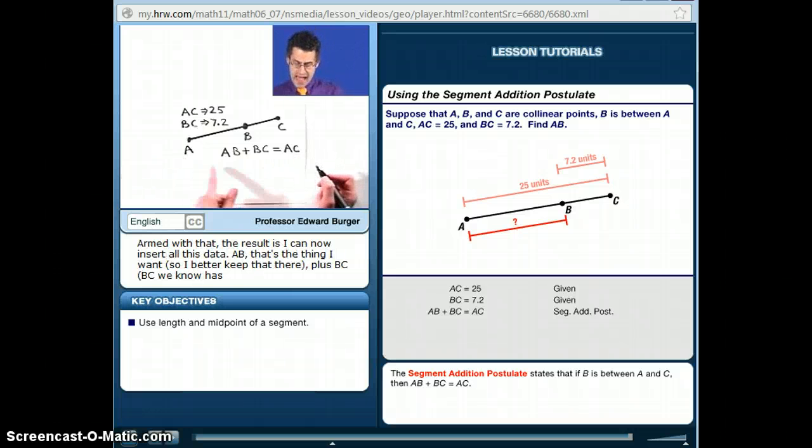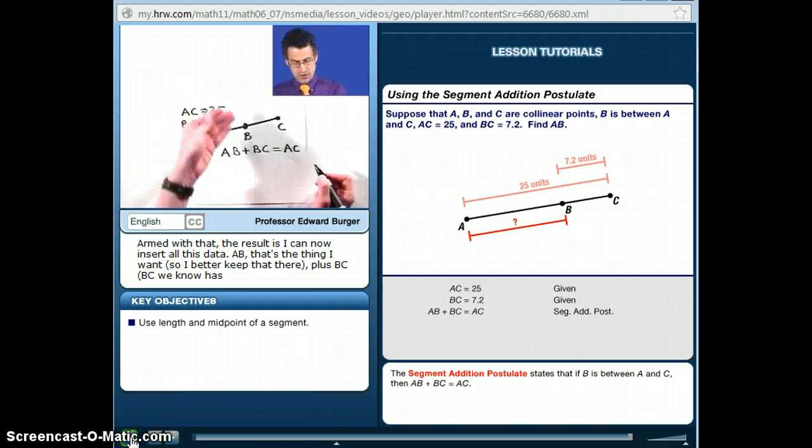So, armed with that result, notice over here on the right hand side, when he's working his steps out, he's listing reasons as to why he's doing what he's doing. And this reason right here, this AB plus BC equals AC, is called your segment addition postulate. And you'll need to know that name. So make sure you get that down, that segment addition postulate. That's exactly what it says. You can add up segments to get a longer segment.